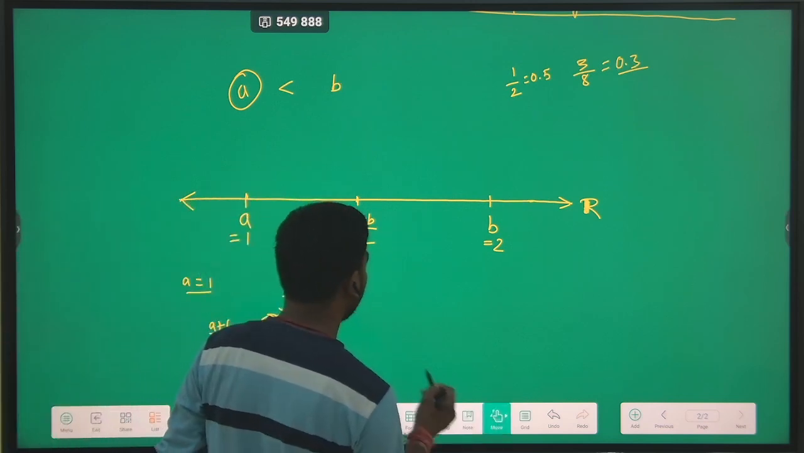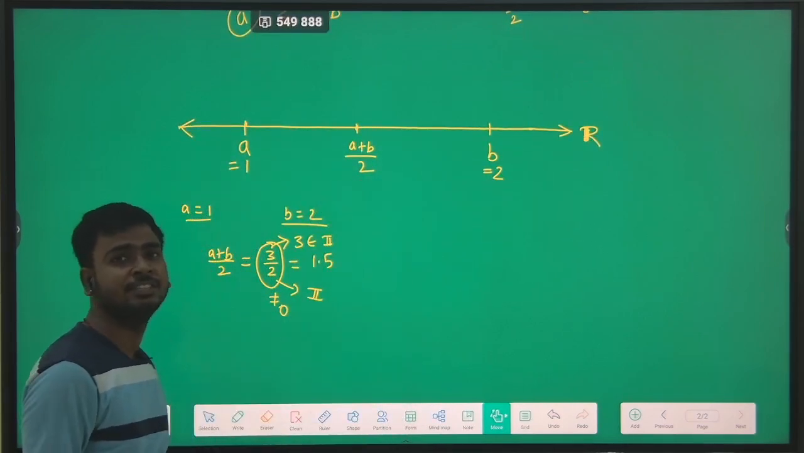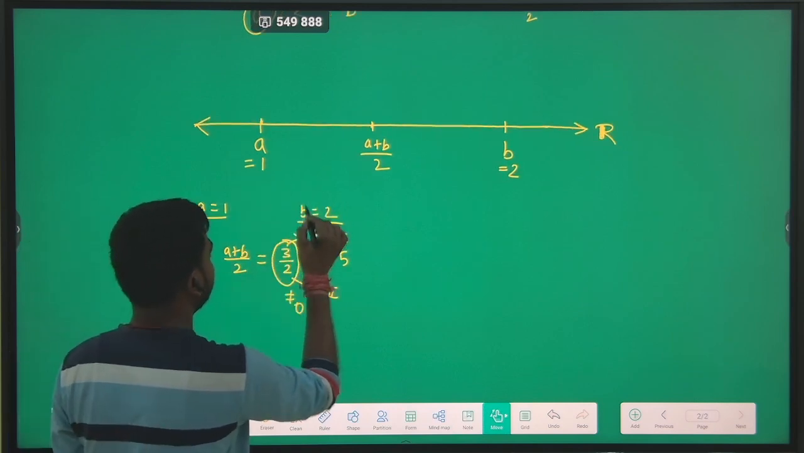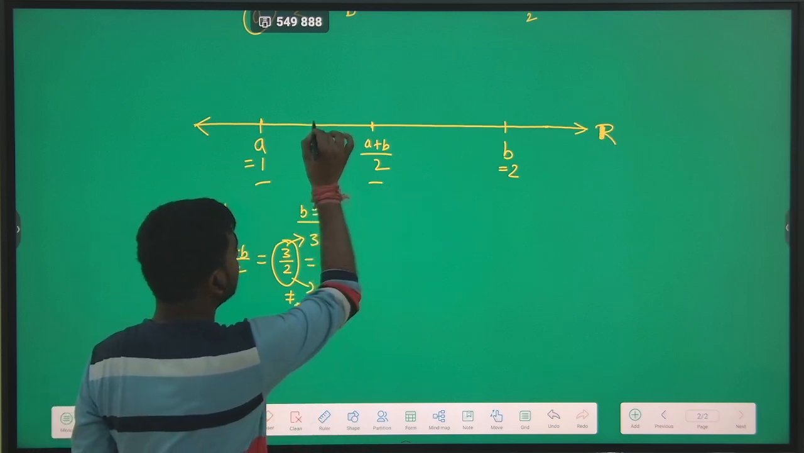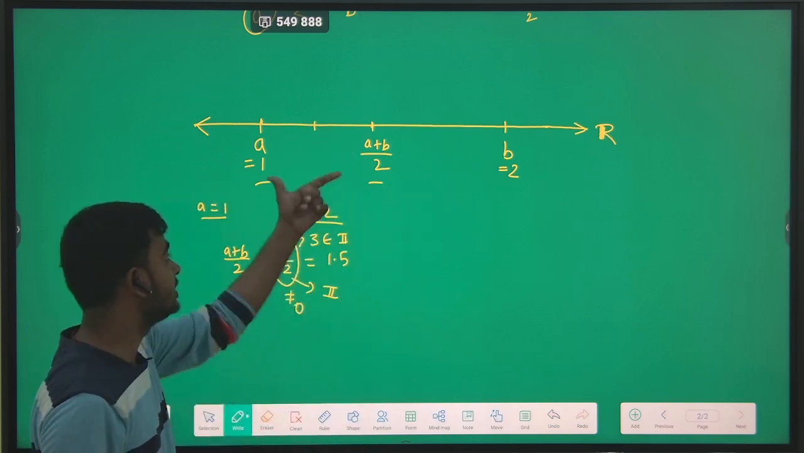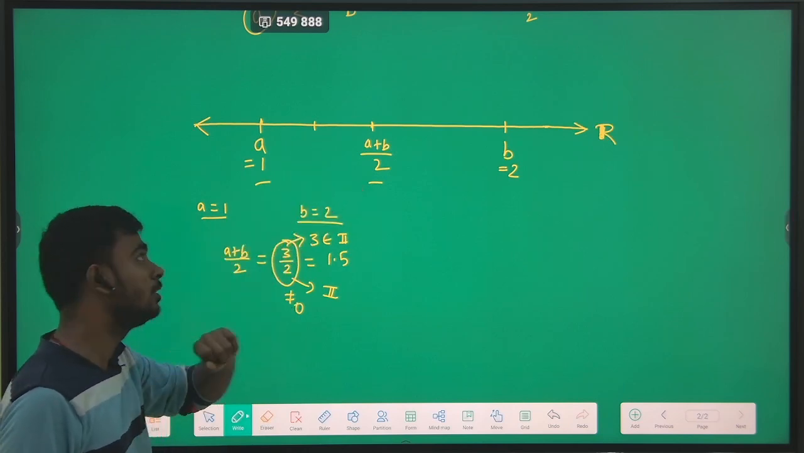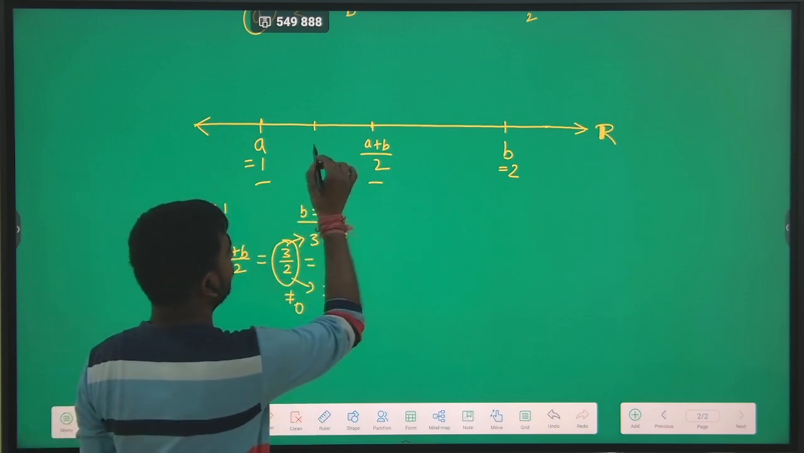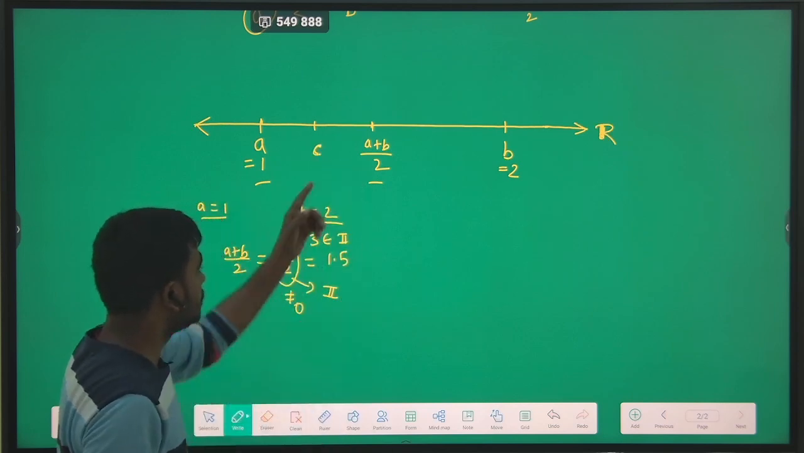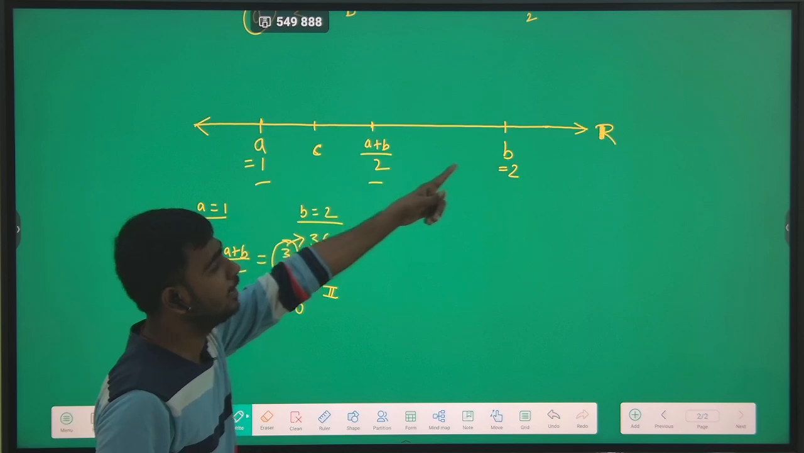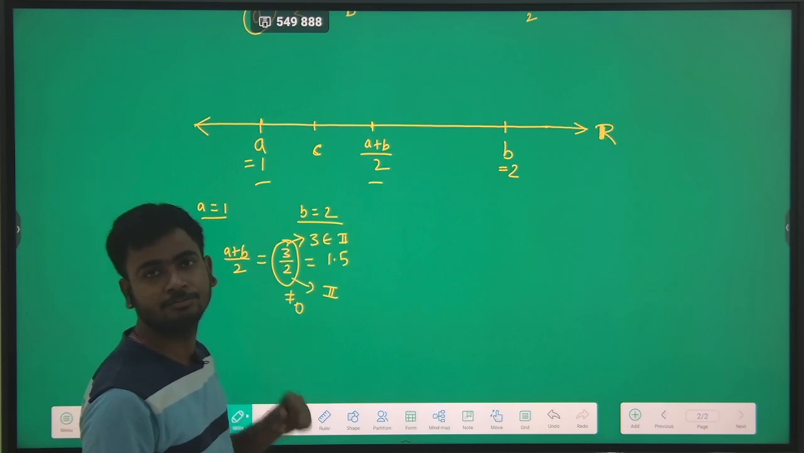So now what we will do? We have inserted one rational number between A and B. Similarly, between this and this, we will insert one more rational number, in the midway. Let us suppose that this number is C. So this C is also between A and B. So we have inserted two rational numbers between A and B.